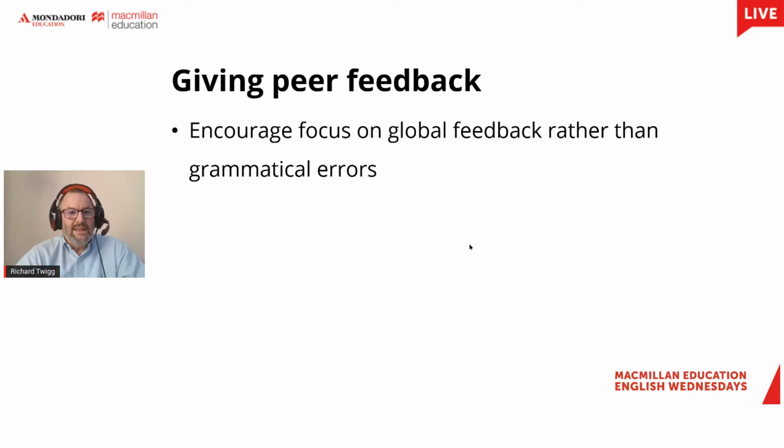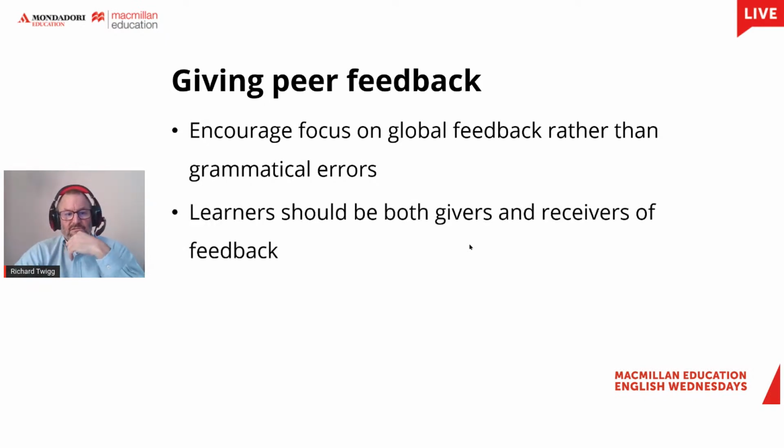Very important when we give feedback, peer feedback, that the focus is on general feedback, not on grammatical errors. So did you engage the reader? Did you answer the question? Did you use a range of vocabulary, or did you use the same words 10 times? Those are the kind of things that students can notice, not grammatical errors. They're not teachers.